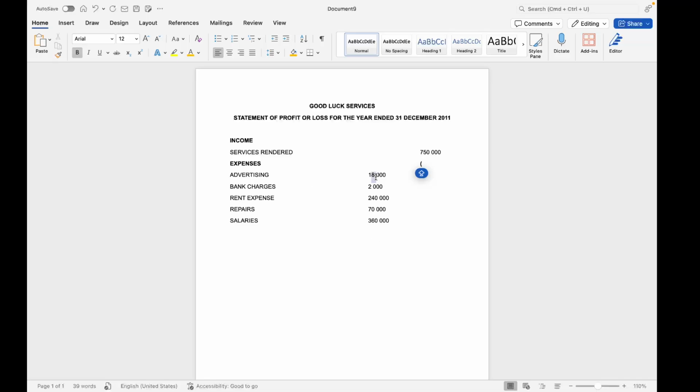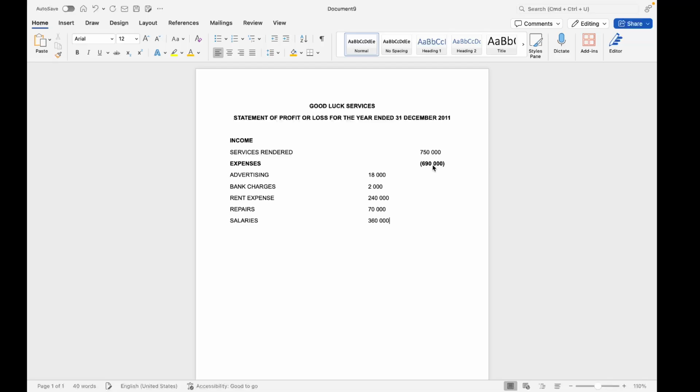And how much is this figure going to be? 18 plus 2, that is 20,000. 20,000 plus 240 is 260. 260 plus 70 is 330, right? If I'm not mistaken. And 330 plus 360, is it going to be 690, if I'm not mistaken? 690,000. Am I correct? Can someone confirm? Yes, you are. 690,000.